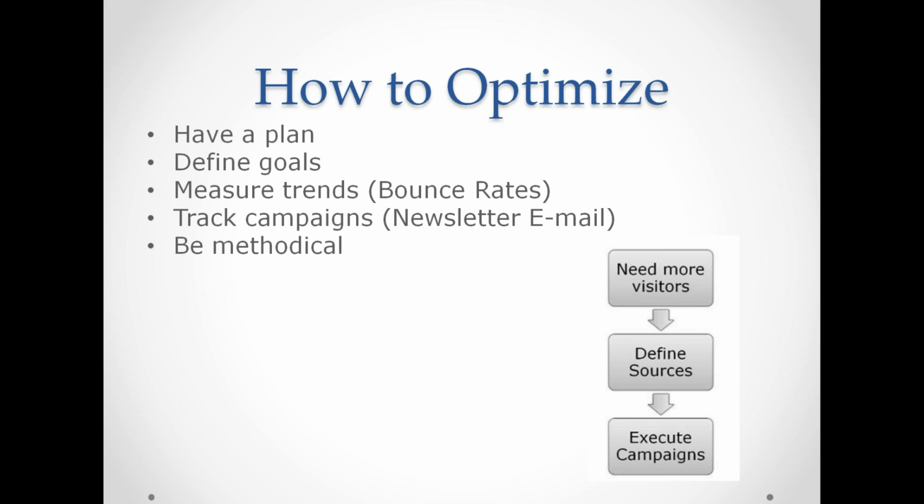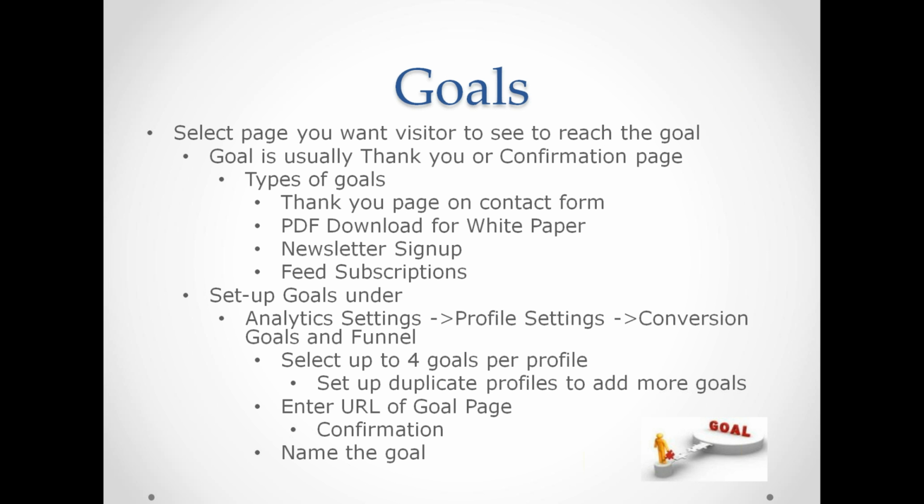So how do you optimize? You have to have a plan. You have to define those business goals. You have to measure trends. So looking at bounce rates is important. You have to track the campaigns that you're doing. Maybe you're doing newsletters or emails. You have to be methodical. You need more visitors. So you have to define your sources and execute good campaigns. So Google Analytics helps you to figure out if those campaigns are working or not.